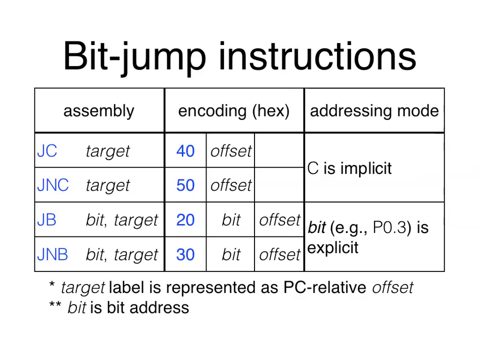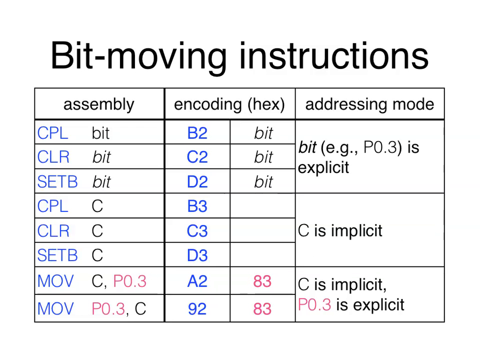Okay. And there are these bit moving instructions. So CPL for complement means turn a bit from 0 to 1 or 1 to 0. Just flip it, right? CLR sets it to 0, SETB sets it to 1. And then if you have to name the bit, that occupies 1 extra byte. If it's the C version, it's just 1 byte. Right? You don't have to name it. And then there's move C to P0.3 or move P0.3 to C. Then yeah, both will occupy 2 bytes.